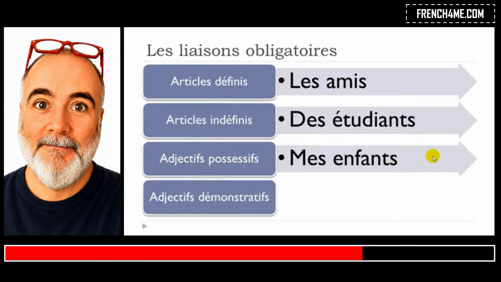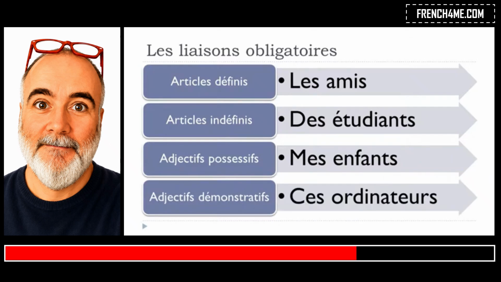All right, and of course les adjectifs démonstratifs, this or these, okay, and in that case I took the plural form, so these here, and then ordinateurs, computers, so you should make the liaison between s and o, ces ordinateurs, ces ordinateurs. Okay, so les amis, des étudiants, mes enfants, ces ordinateurs. So in these cases you should make the liaison without any doubt, okay?